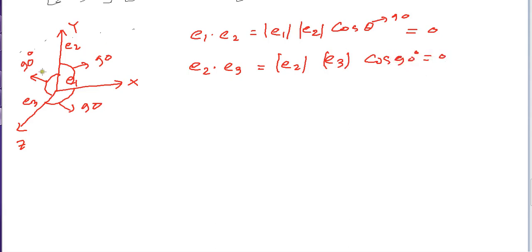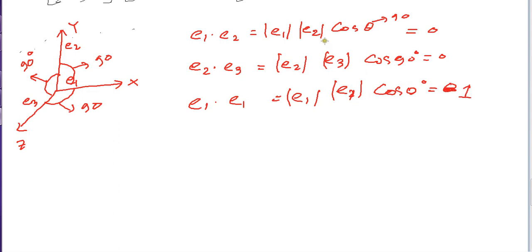But what if we write down here E1 dot E1, then the norm of E1? What is the angle between E1 and E1? The angle between E1 and E1 is absolutely 0 degrees, right? So it is 0 degrees, and cos 0 degrees is 1. Sorry, this should be the one, right?